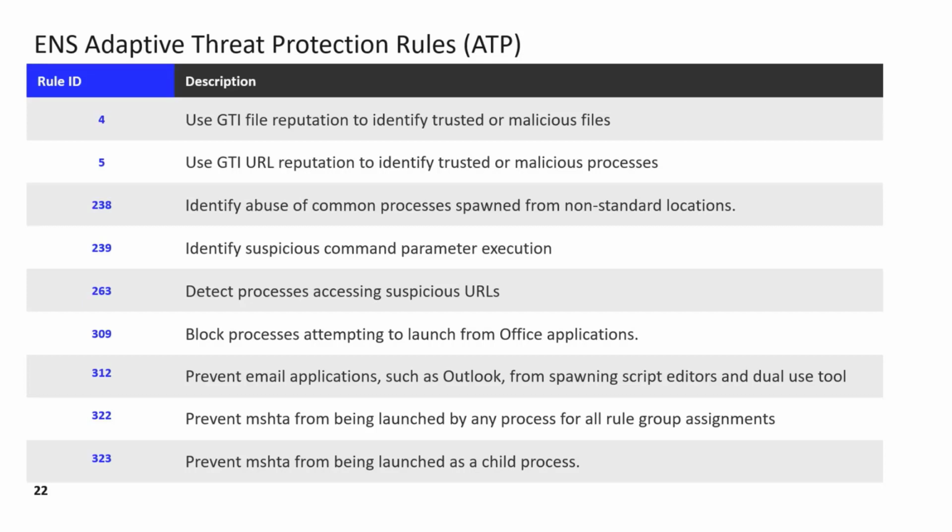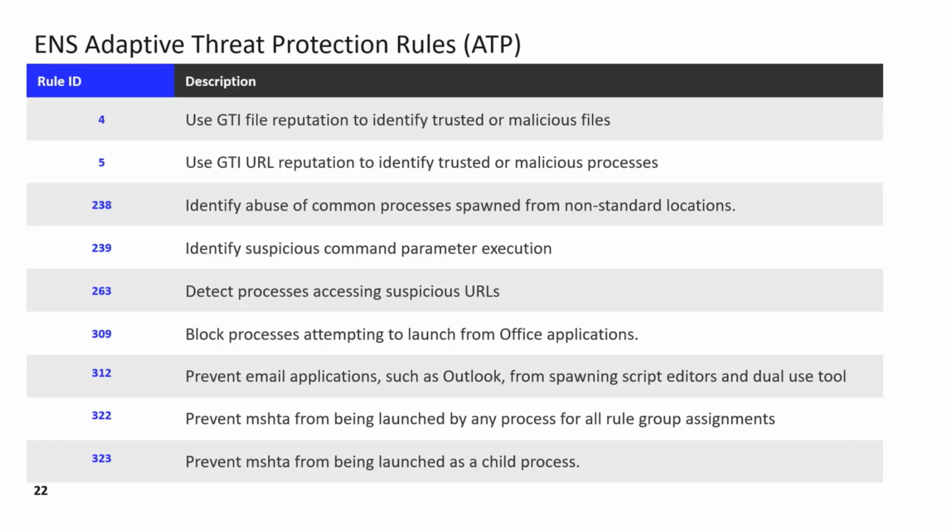Up next, we have Rule 5, which is use GTI URL reputation to identify trusted or malicious processes, related to MITRE technique 1204, which is user execution. This rule determines if a process is trusted or malicious based upon GTI URL reputation. Rule 238, identify abuse of common processes spawned from non-standard locations, is related to MITRE technique 1036, which is masquerading. In this case, files may masquerade as legitimate files by hiding in non-standard locations. This rule provides protection from files being executed from suspicious locations, which are often used by attackers.